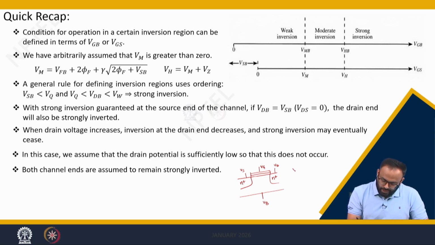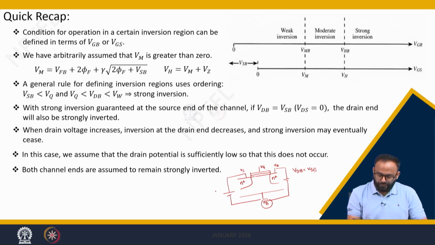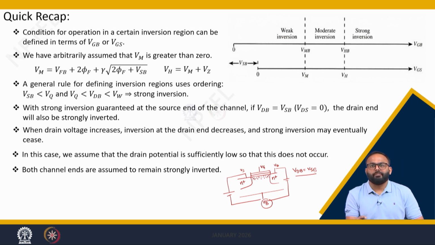For example, if I consider that VDB is equal to VSB, meaning I am considering body as a reference, I am applying the voltage VDB like this and the source to body voltage like this. If I connect like this, what will happen? Both channel ends are in strong inversion like this. So, there are plenty of charges available at the surface and it is in strong inversion.